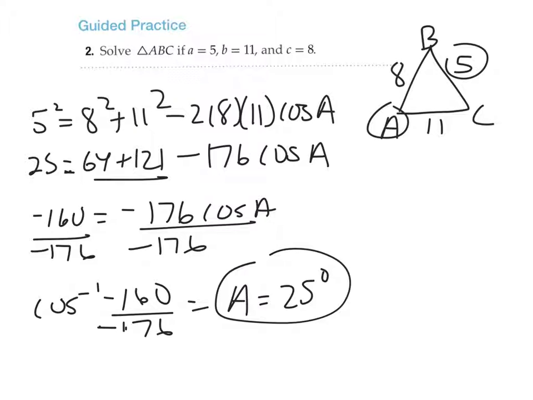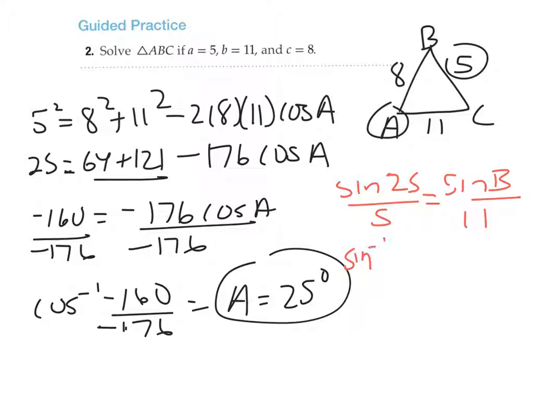So now I can go up here and use the law of sines. So I know A now is sine of 25 over 5 equals the sine of B over 11. And to find this answer, I'm going to end up with the inverse sine of 11 times sine of 25 over 5 equals B. So now we just press that in our calculator. We get 73 is our B measurement.